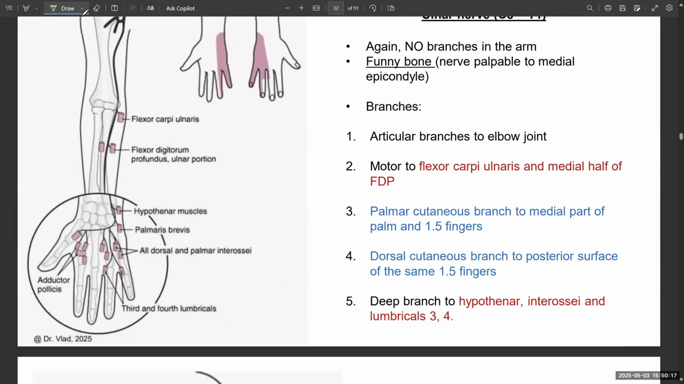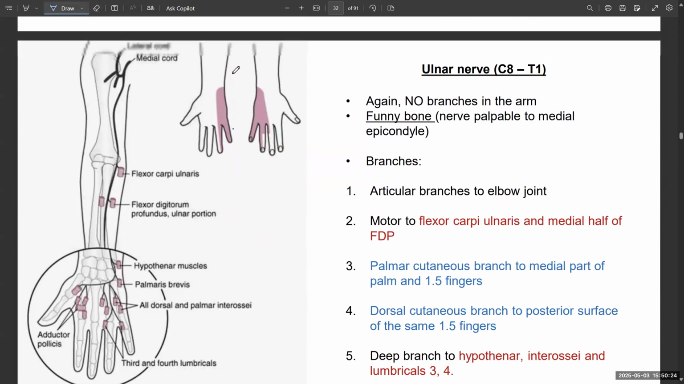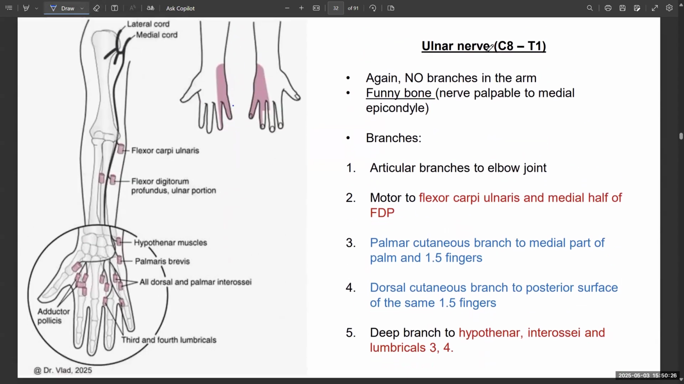I'm going to change the pen color to, okay, let's go with blue. Now, the ulnar nerve, C8 to T1. This is very, very easy. Why? Because it's the funny bone. It's also called the crazy bone. Oh, that's crazy.